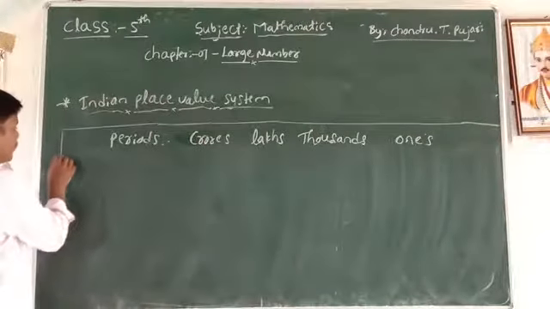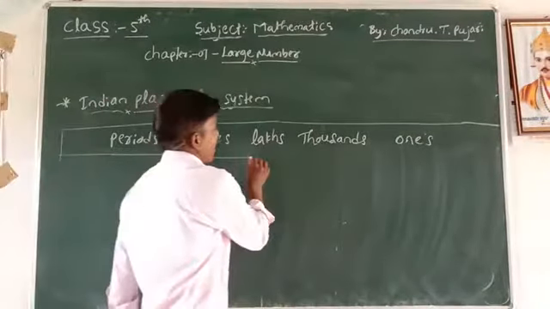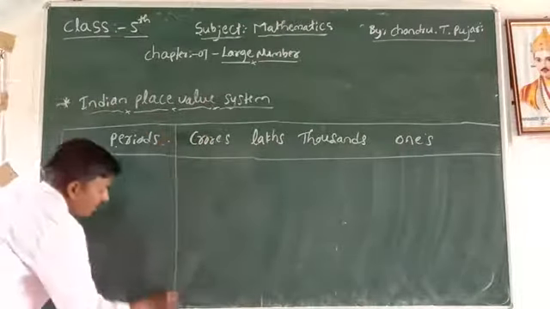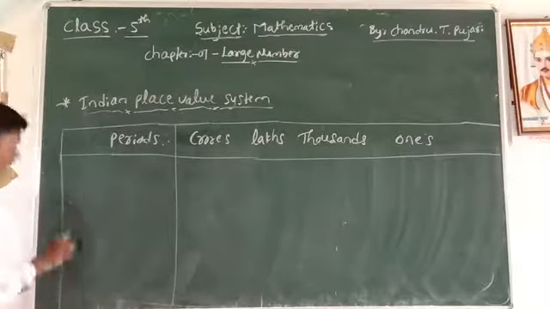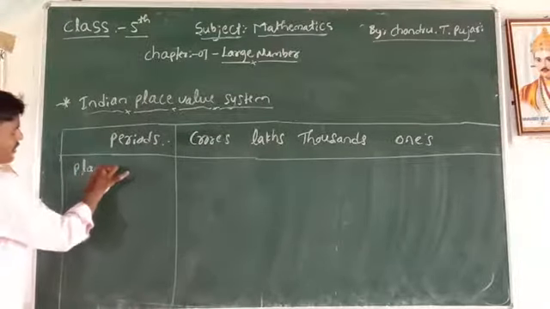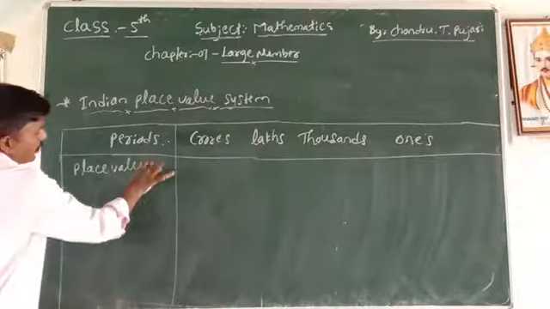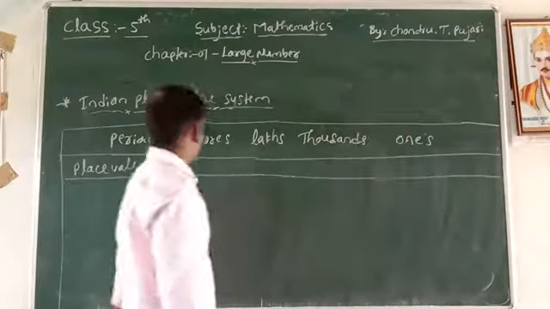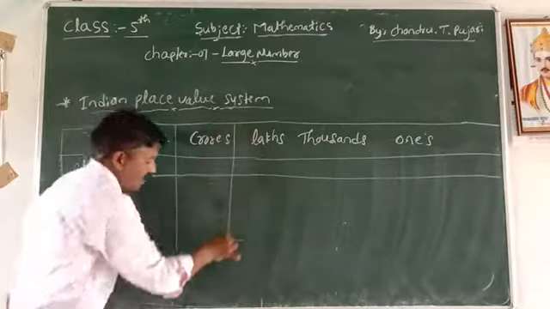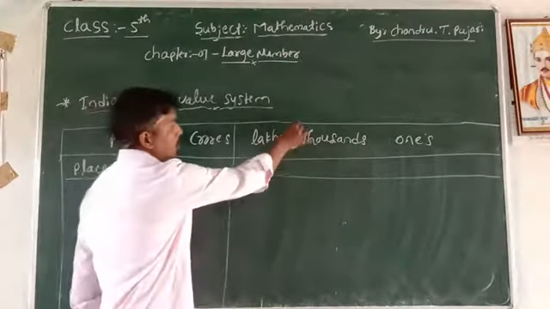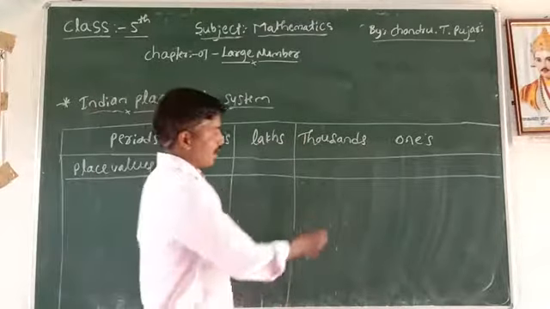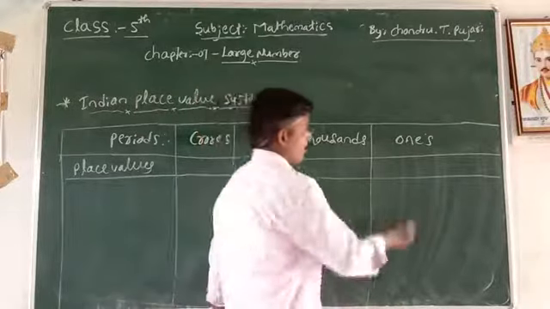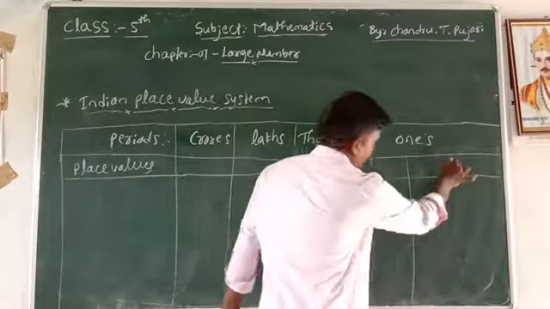The next are the place values. Periods are different, place values are different. Therefore, the place values are: crores divided into two places, lakhs into two places, thousands into two places, and ones into three places.